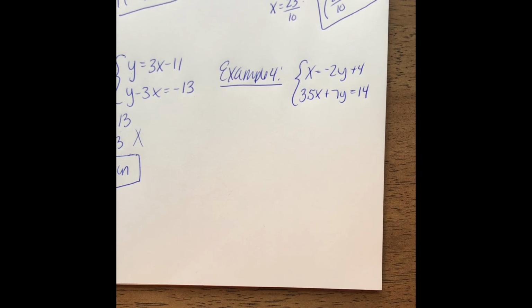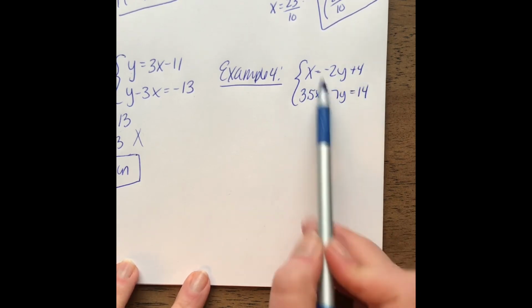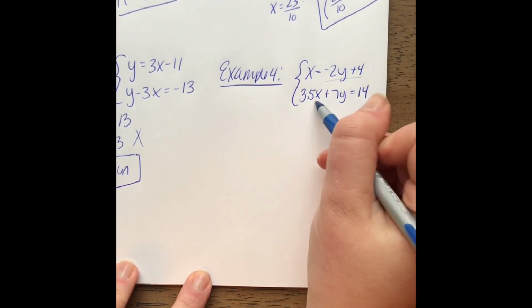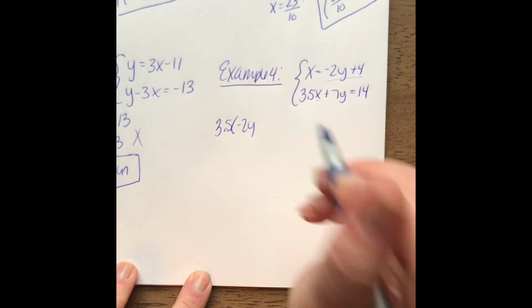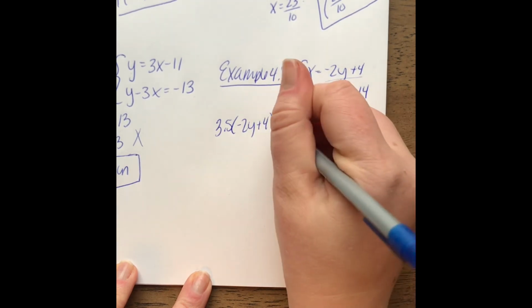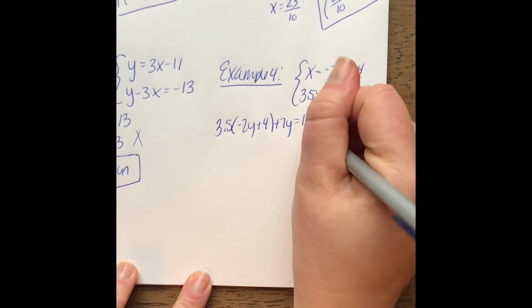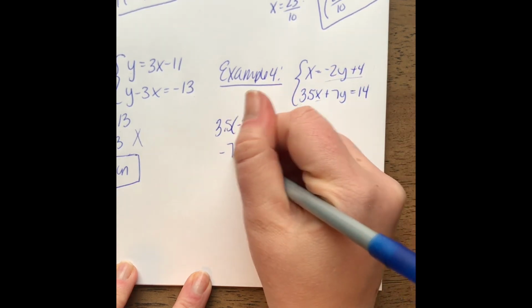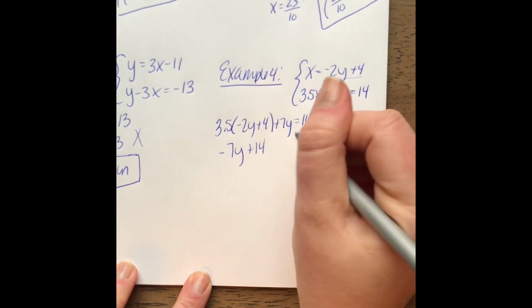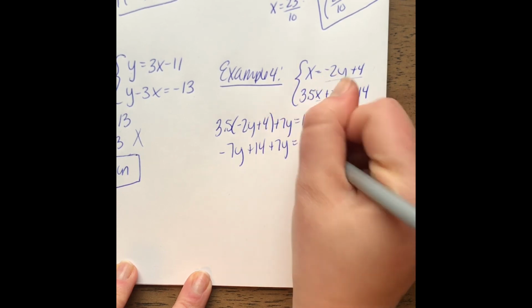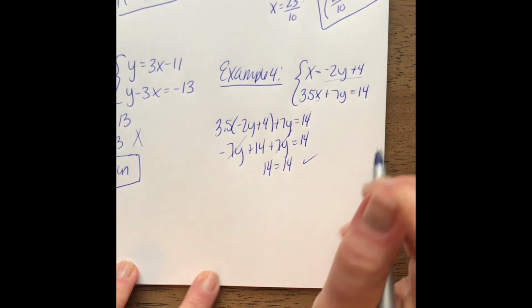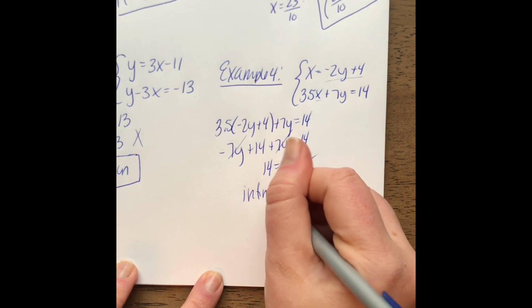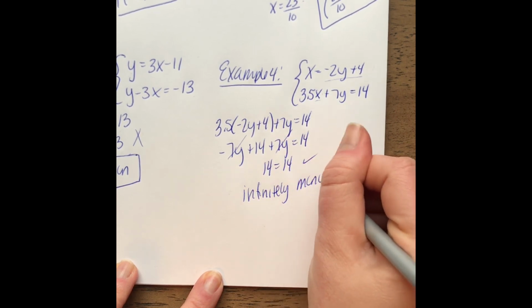Let's see what happens. So in our past 3 examples, we got y by itself. I want to show you that it's okay to get x by itself and plug that in for x. So I'm going to take x out of this equation and plug that in its place. So we have 3.5 times negative 2y plus 4 plus 7y is equal to 14. After we do the distributive property, we have negative 7y plus 14 plus 7y is equal to 14. This 7y and this 7y cancel, and we're left with 14 is equal to 14. Since that's a true statement, it's infinitely many solutions.